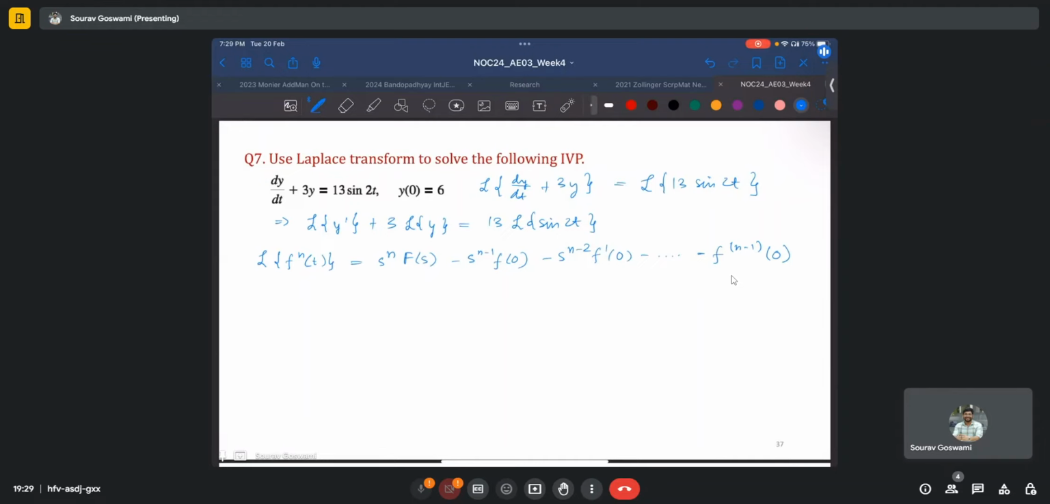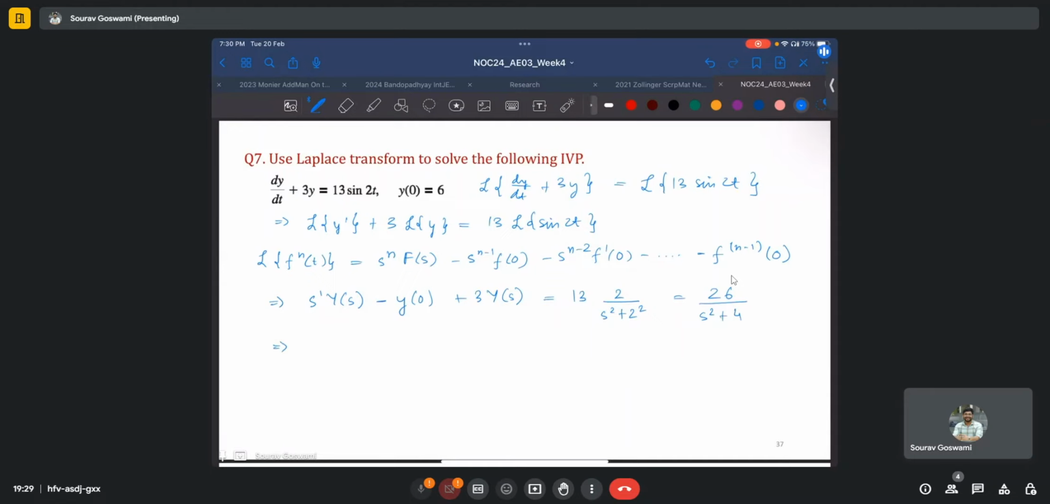So here it's a first order equation. The equation we'll end up having is s power 1 times y of s, minus the value of y at 0, plus thrice y of s equals 13. The Laplace transform of sin at is a by s square plus a square, so this is simply 26 by s square plus 4.